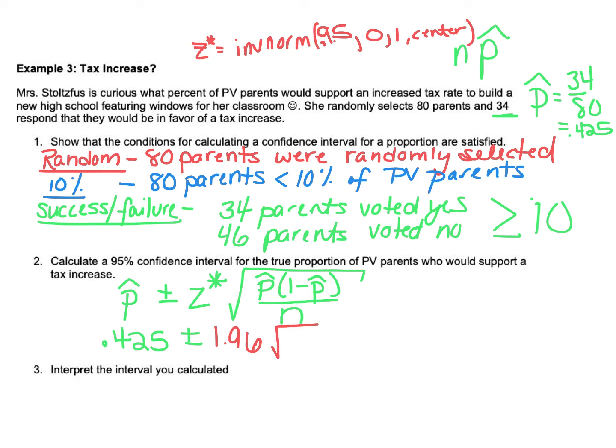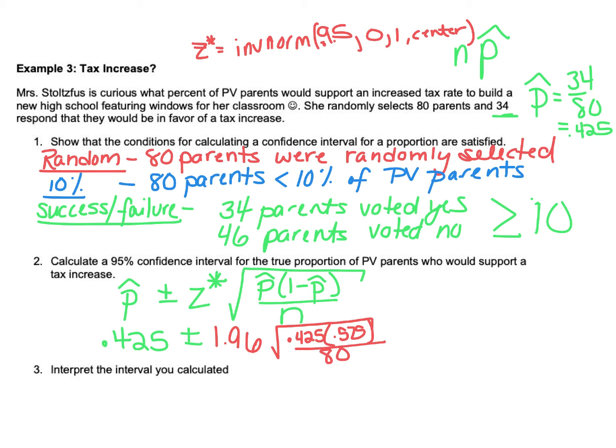And then we do times the square root of p hat. We just calculated as 0.425. So that's the percent that vote in favor. So what would vote against would be the complement of that. So 1 minus 0.425 would be 0.575. All over my sample size. Well, we asked 80 parents.